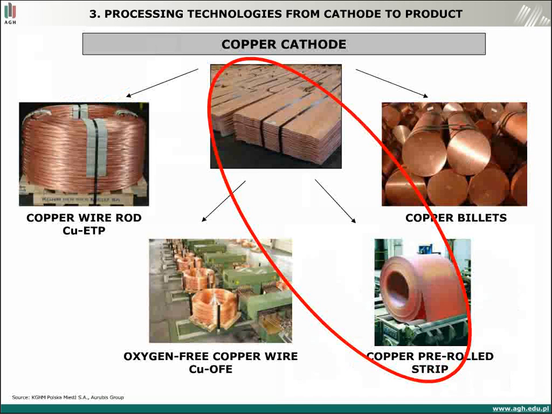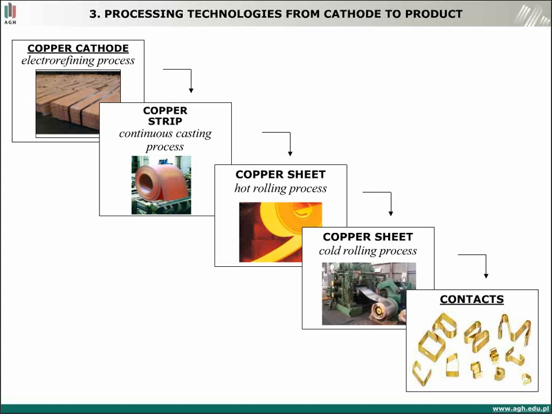Another semi-finished product which is produced are the cast or cast and rolled strips. They are intended for a rolling process in order to obtain thin sheet or even foils, which in the next technological step are subjected to cutting, stamping, and as a result, we get ready-made electrical connectors. For this application, mostly copper alloys are used.